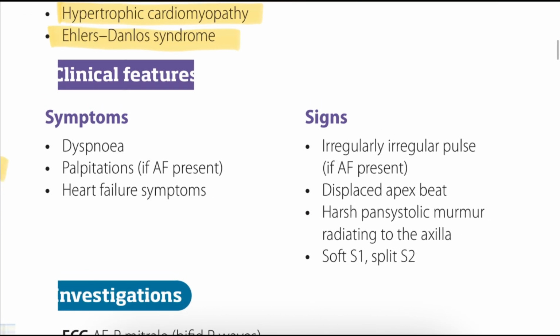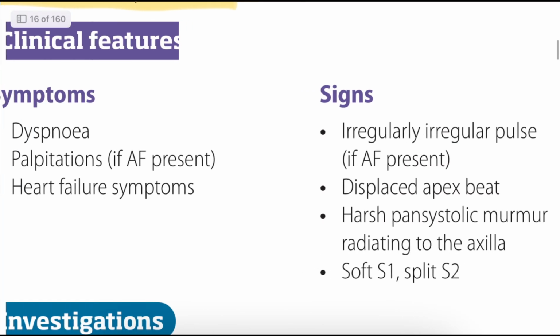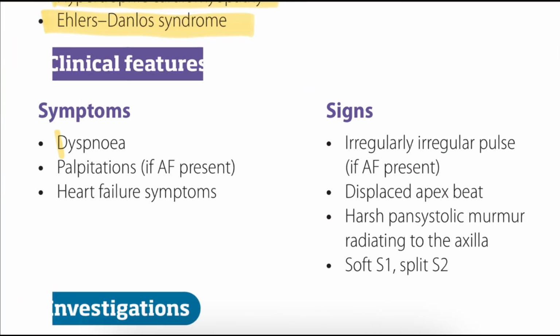In clinical features, you can see symptoms like difficulty in breathing and heart failure symptoms, fatigue, and palpitations if atrial fibrillation is present. Next you can see signs like an irregular pulse in atrial fibrillation, a displaced apex beat, and signs of heart failure. Because of that, you can hear a pansystolic murmur that radiates to the axilla, a soft S1, and a split S2 sound.